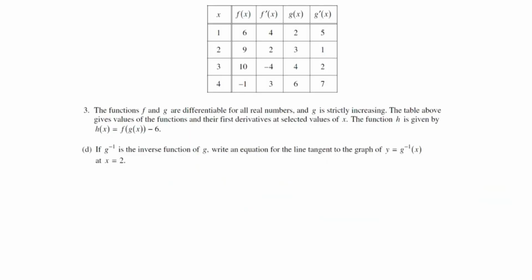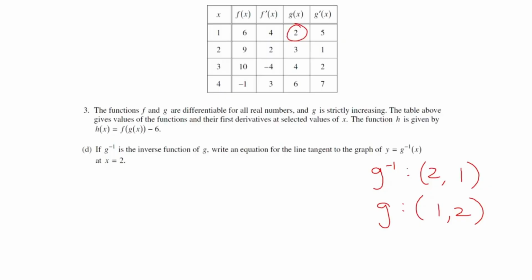Here in part D, we're talking about the inverse of g, and we want the equation of the tangent line to the inverse of g at x equals 2. So what we need to do is we need to say, well, if g and its inverse are what we're looking at here, and we want g inverse to have a point that is 2 comma something, then g must have a point that is something comma 2. So we'll look for when does g of x equal 2? That's when x equals 1.